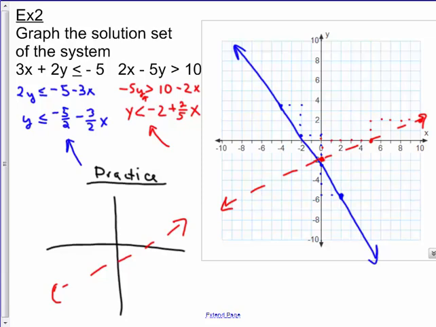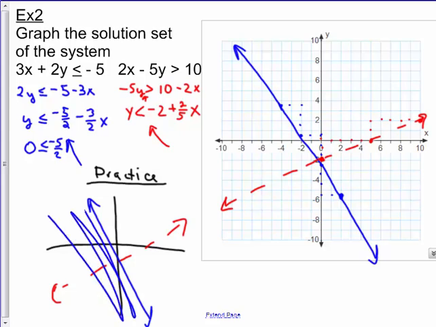So in red, I take a look, and blue is there. So now when I look at the blue and I figure out where to shade, I put in a point, (0, 0). Is 0 less than or equal to negative 5/2? No, that is not true. So where am I going to shade? Not where (0, 0) is. I'm going to shade on the other side. So I shade on the left-hand side.